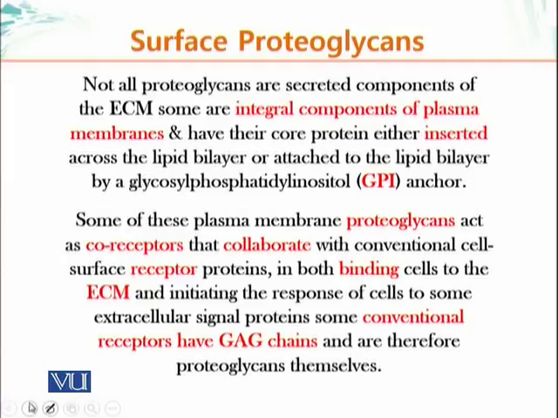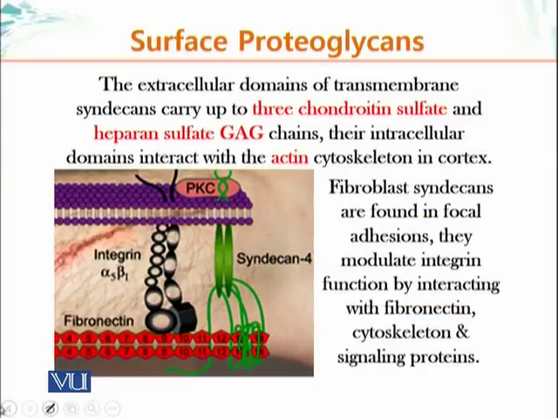In binding cells to the ECM, these proteoglycans, which are part of the plasma membrane, help in binding cells to the ECM and initiating the response of the cell to some of the extracellular signaling proteins, just like some conventional receptors do. So that is one of the major roles of the GAG proteoglycans present in the plasma membrane: they can either attach the cell to the ECM or they can act as co-receptors. The extracellular domain of these proteoglycans can therefore do these two important things.